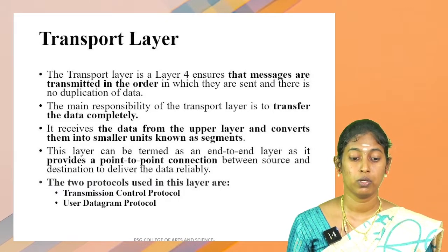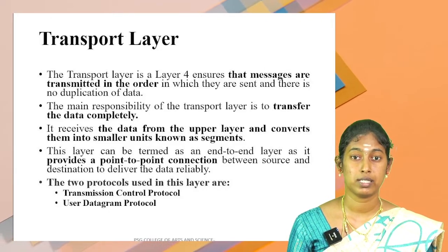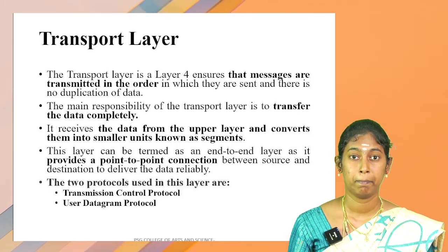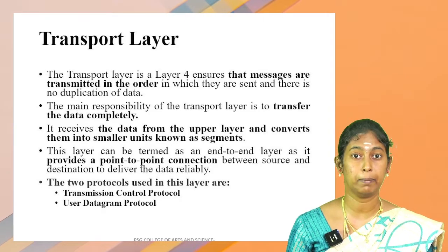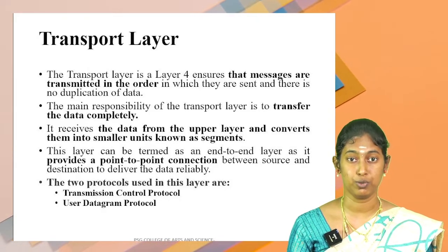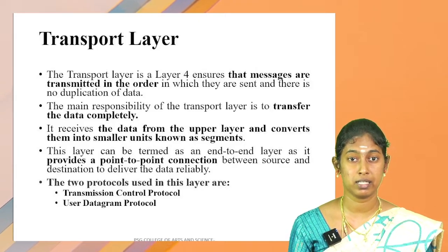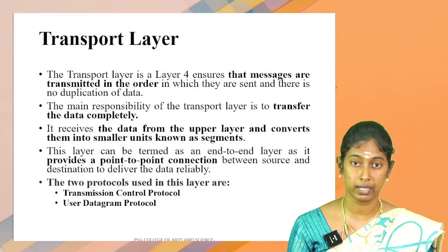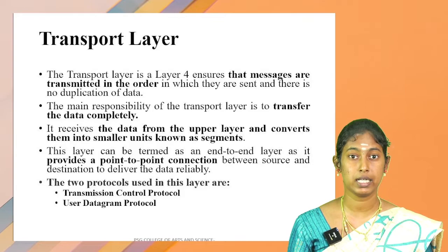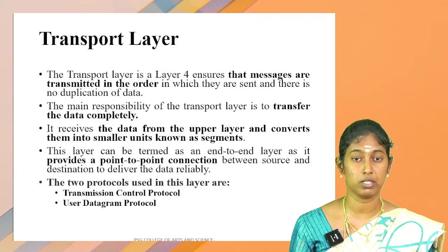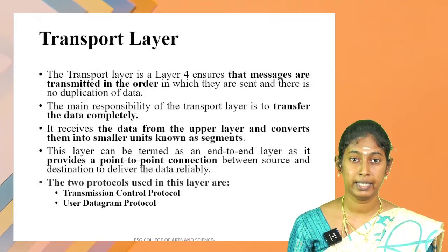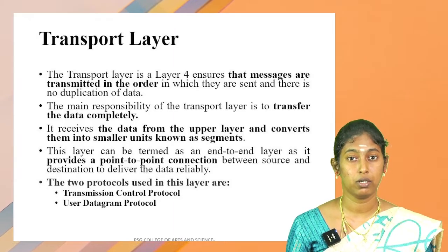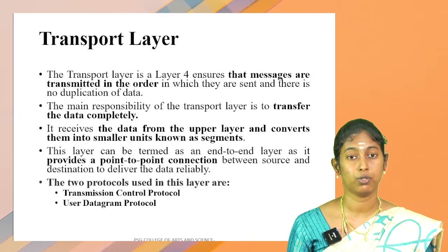Next is the transport layer in the OSI model. This is used to ensure that the messages sent to the destination are in order, and it will check for duplication of any messages. Mainly it is used to transfer the data completely to the destination from the host side. Here the data is received from the upper layer, and this will divide the data into various segments, or into smaller parts. This is the layer that provides the point-to-point communication between the source and destination. In the transport layer, we use two protocols, namely Transmission Control Protocol and User Datagram Protocol, to transfer the data.